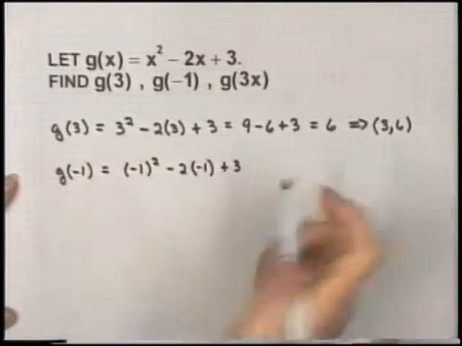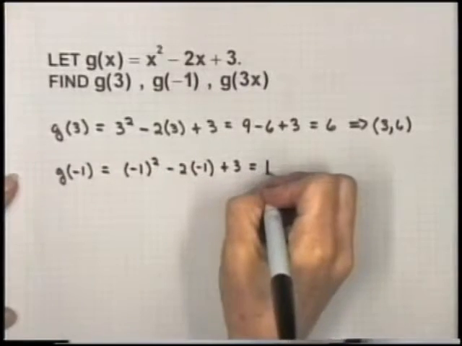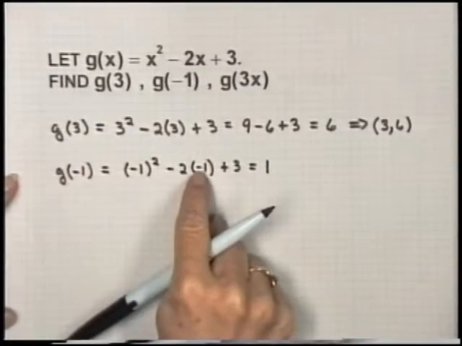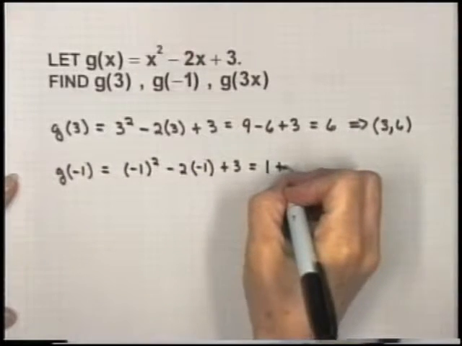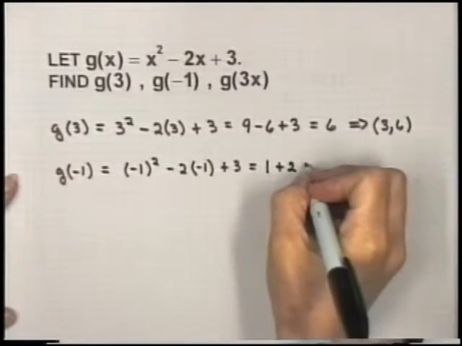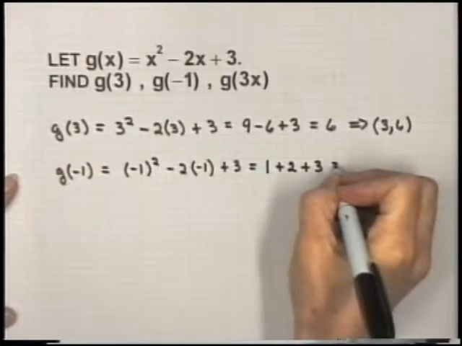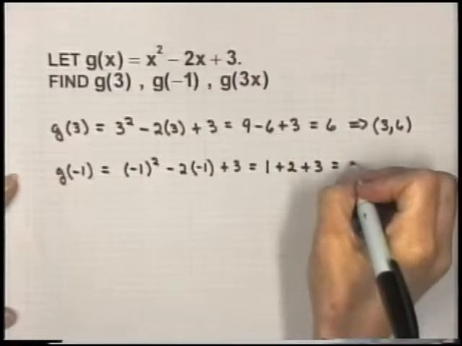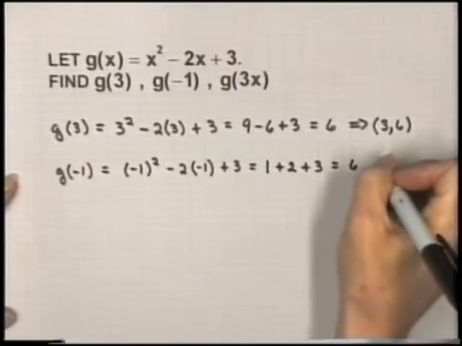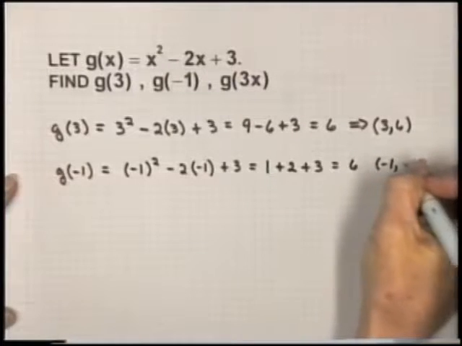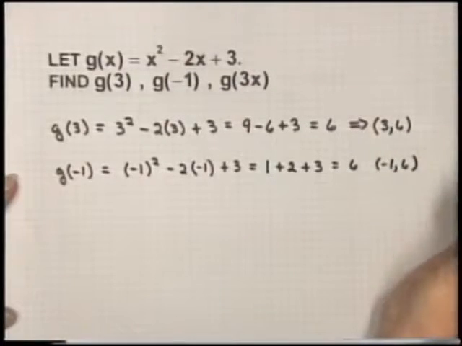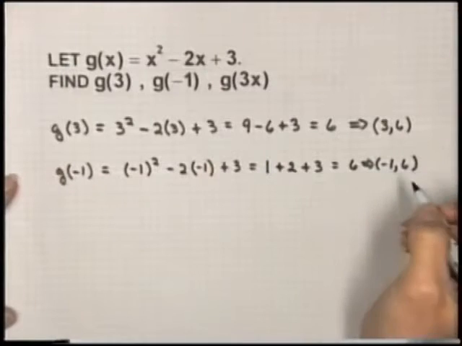If we square negative 1, we get a positive 1. A negative times a negative gives me a positive 2, and then I have plus 3. Adding, I get 6. So we're saying if we put a negative 1 in for x, our second coordinate is 6.